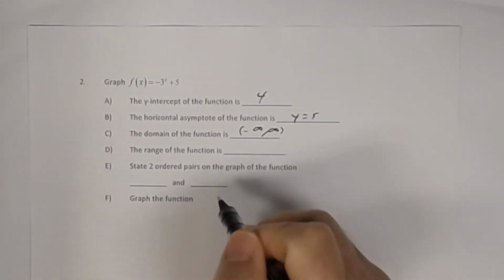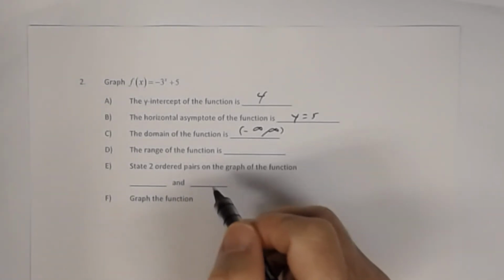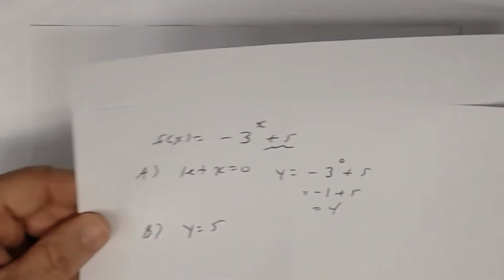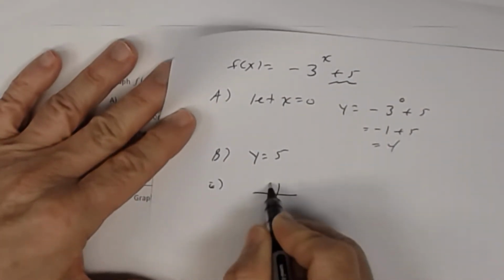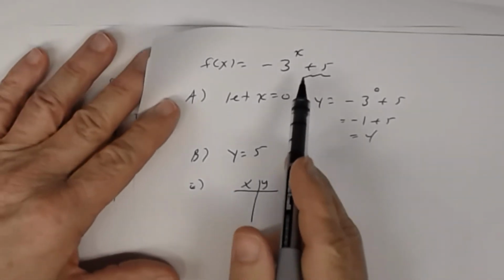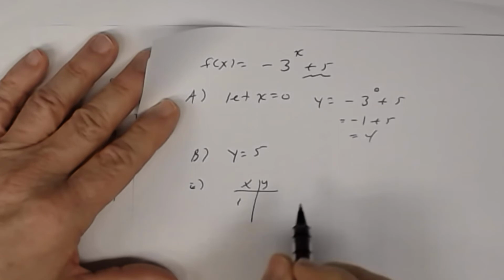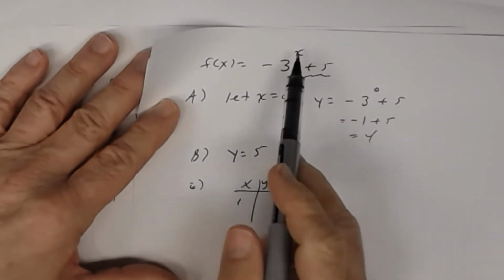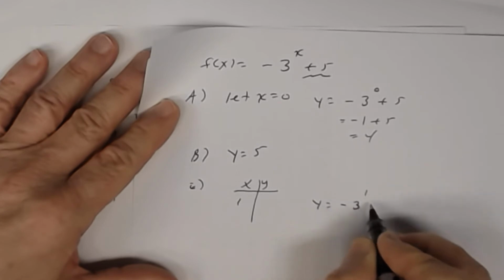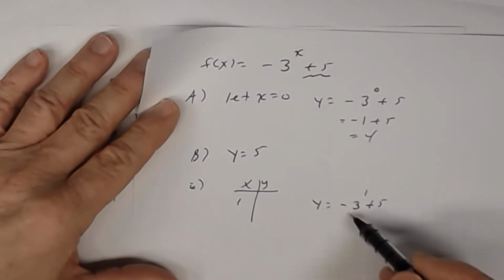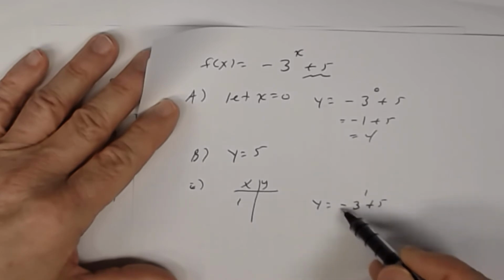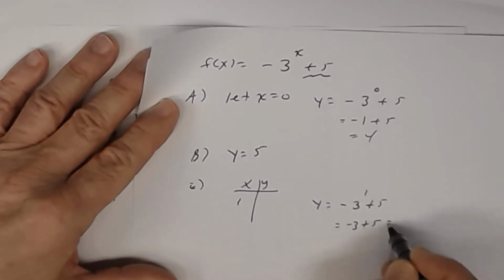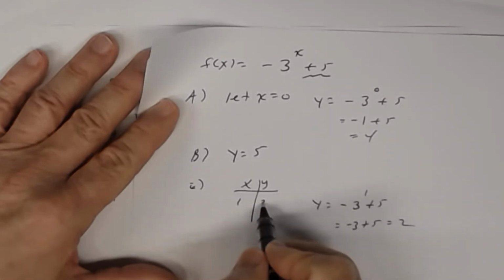Now let's come back to the range in a little while. Let's do this next. Let's take two ordered pairs on the graph of the function. So this is going to be E. In E, I'm just going to use a t-table, and I'm going to let x be, let's say, 1. If x is 1, I get y equals, wherever we see the variable x, I'm going to substitute 1. So I get negative 3 to the first plus 5. Well, remember, be careful. 3 to the first is 3, only the 3 is being raised to the first power, and whatever that is will be negative. So 3 to the first is 3, so that becomes negative 3. Negative 3 plus 5, which we know is 2.